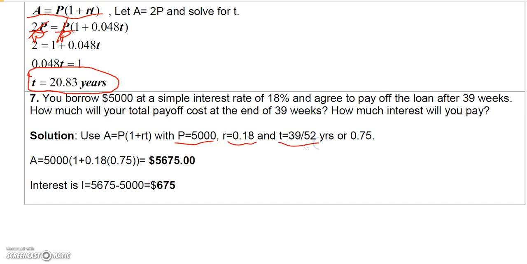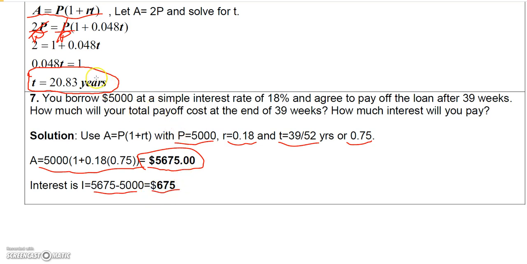We know T is 39 out of 52 years, because you take 39 weeks and divide it by 52, and then that gives you 0.75 for years. So just plug those values into this formula and you get 5,000 times the quantity 1 + 0.18 times 0.75, and then you get $5,675.